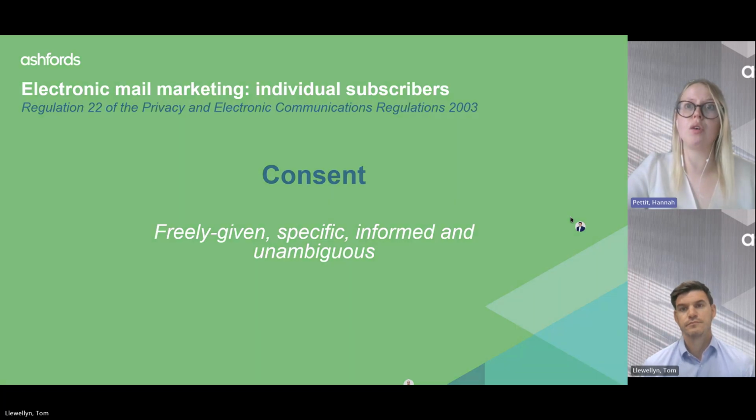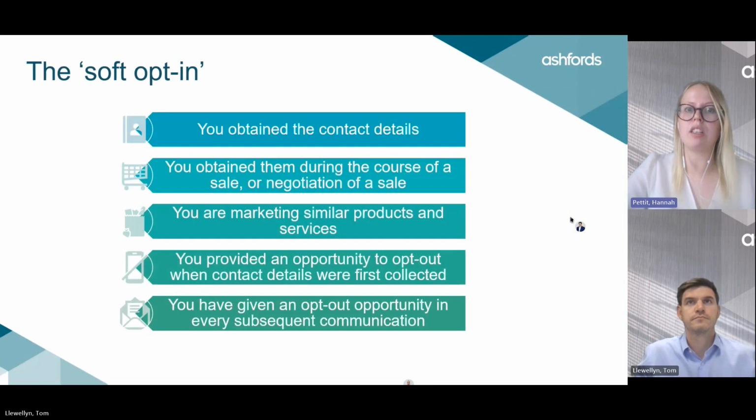Now, the exception that I've mentioned to this consent requirement for individual subscribers is the soft opt-in. This is really useful for a lot of businesses, but it does apply very narrowly. And there are 5 distinct requirements which are set out on the slide there. And all 5 of these requirements need to be met in order to rely on the soft opt-in.